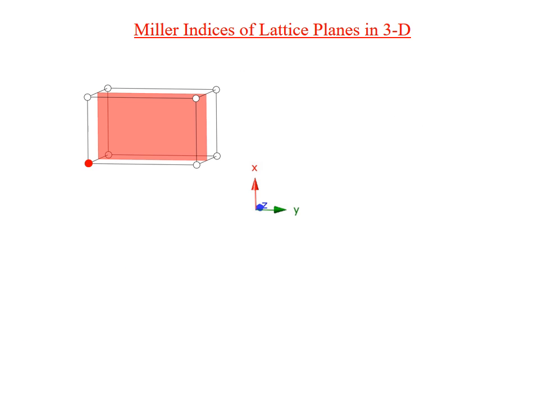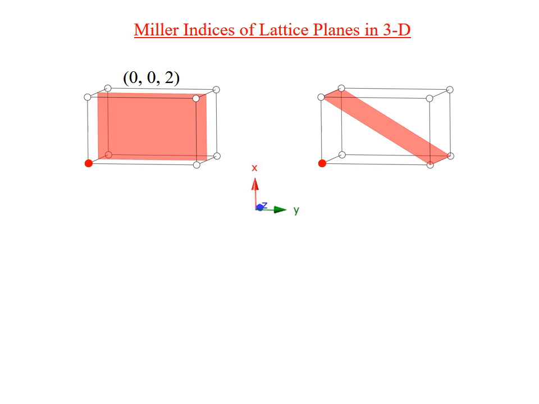So let's finish up back in 3 dimensions. In this series of pictures I've indicated the origin with a red dot in the bottom left hand corner, and I've drawn the nearest plane to that. This first one we see is parallel to the x-axis and it's parallel to the y-axis. So it never cuts A or B, but it cuts the z-axis at c/2. So its Miller indices are going to be 0, 0, 2.